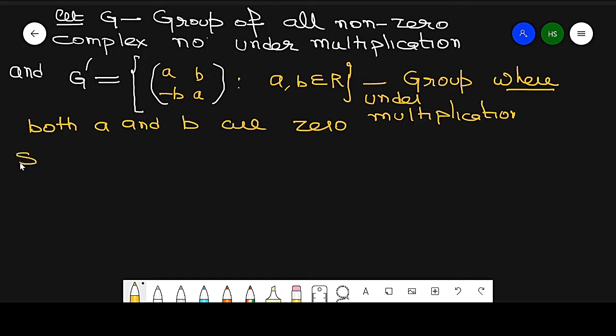So my aim is to show that G is isomorphic to G', right? So G is a group of all non-zero complex numbers. Its elements are A plus iota B, where A plus iota B is non-zero, and G' is equal to these matrices.